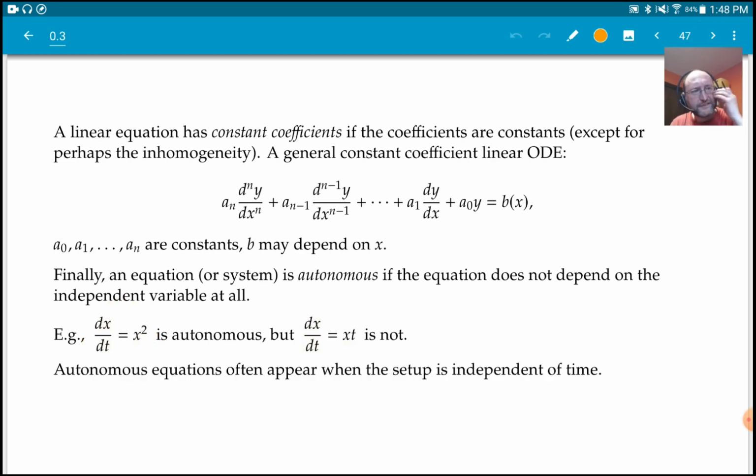And a lot of times the independent variable is time, and that's where the naming comes from. It's independent of time, autonomous in time, I guess. I'm not a linguist, so I don't know how that developed, but that's what it means: just independent of time.